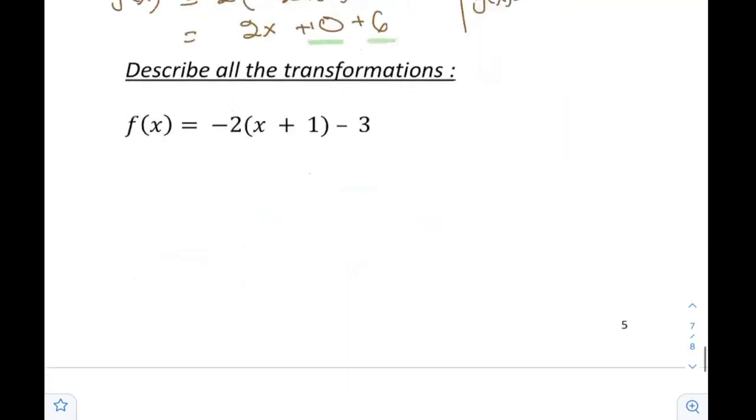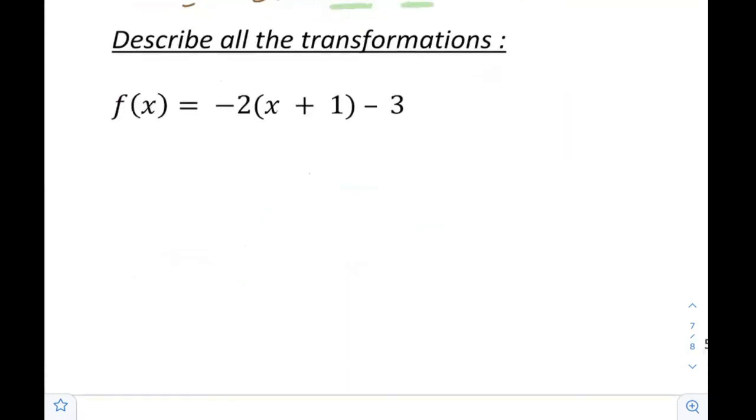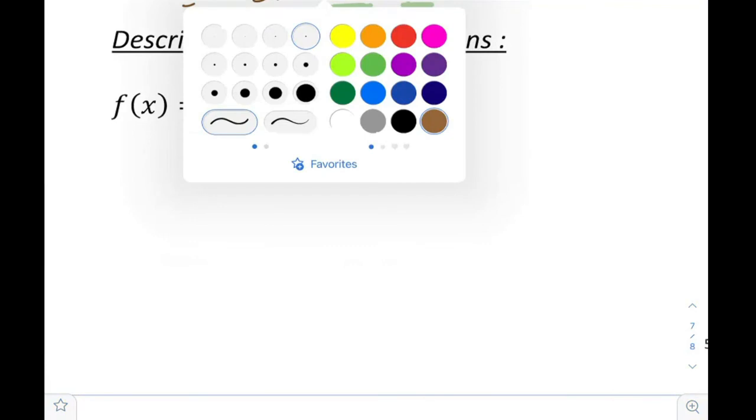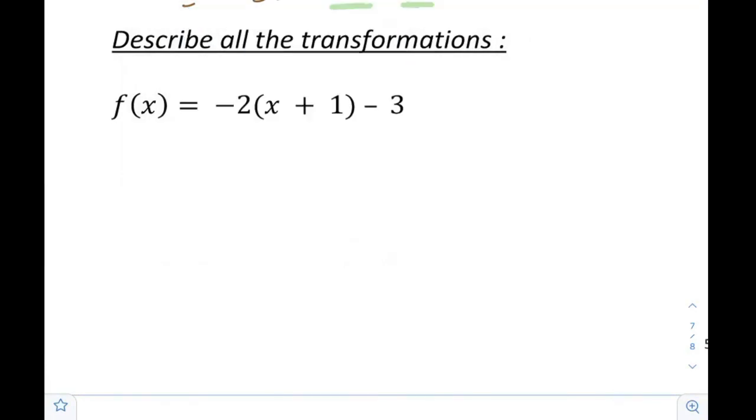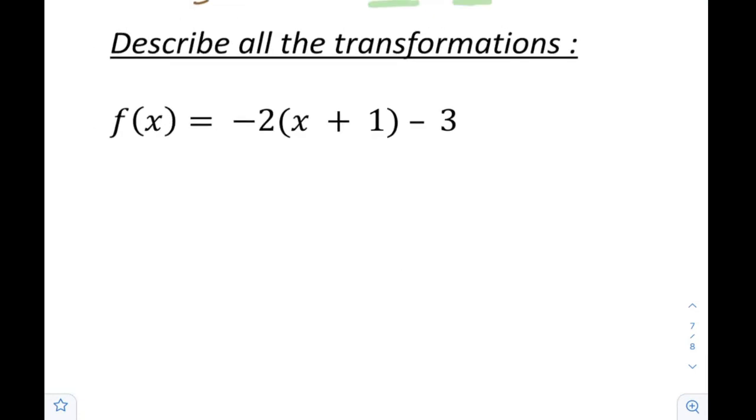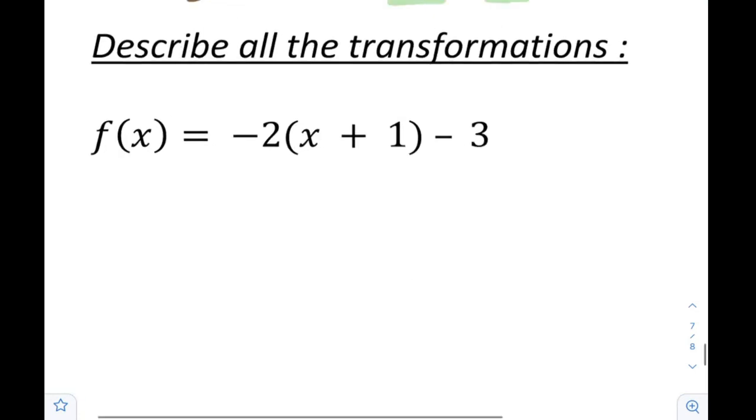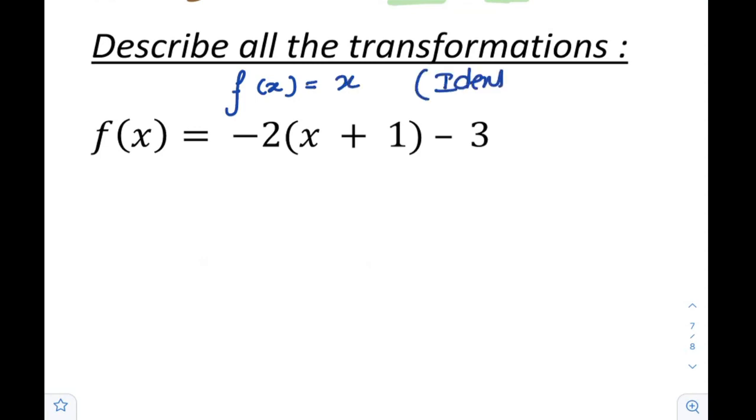Now, finally, let's take an exercise to summarize all what we have learned in this lesson. If f of x is equal negative 2 times x plus 1 minus 3, describe all transformations. Remember that you always compare this function with the parent function, which is originally f of x equals x, which we call identity.